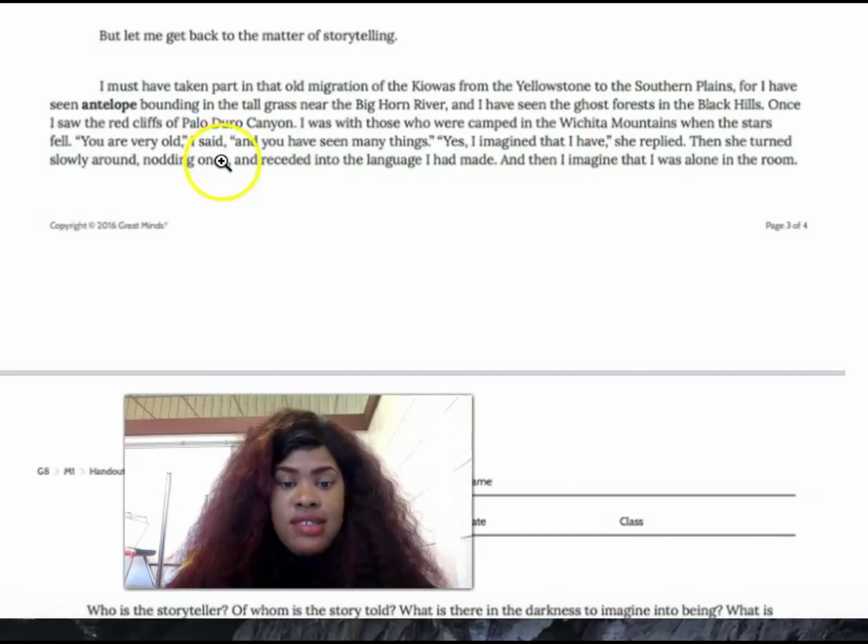You are very old, I said, and you have seen many things. Yes, I imagine that I have, she replied. Then she turned slowly around, nodding once, and receded into the language I had made. And then I imagined that I was alone in the room.